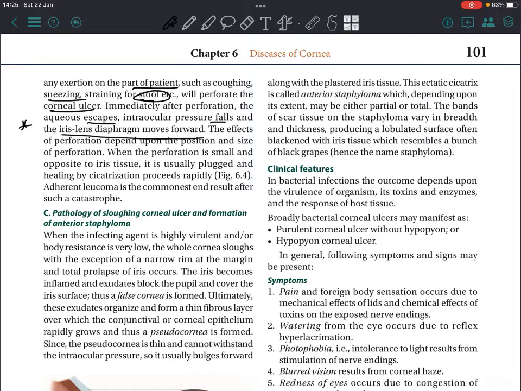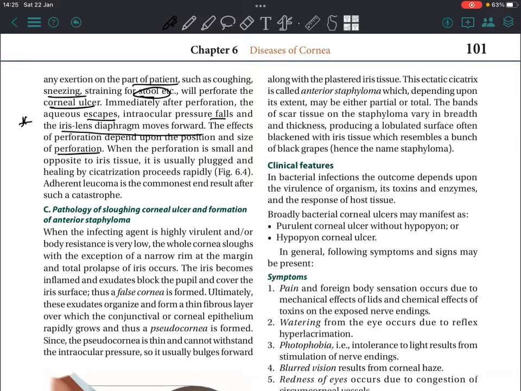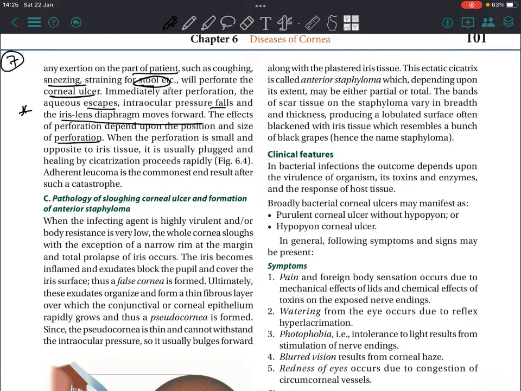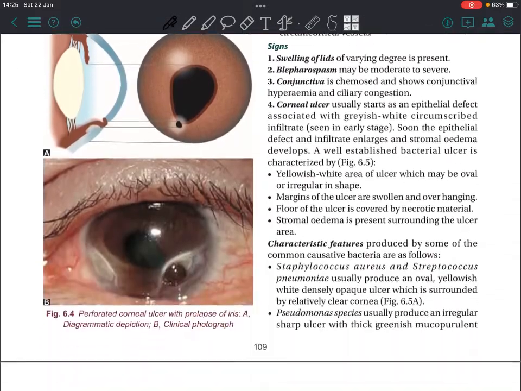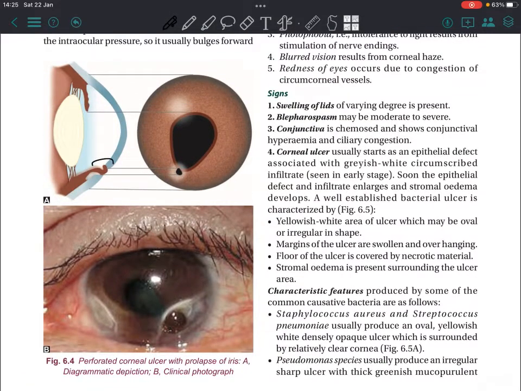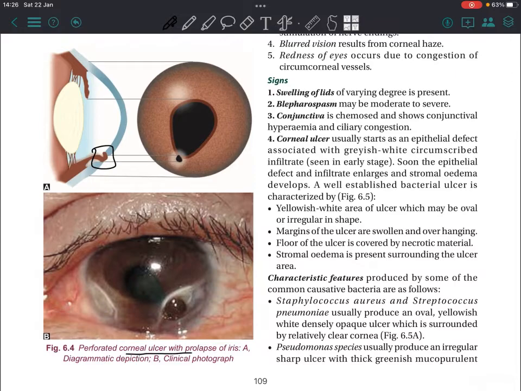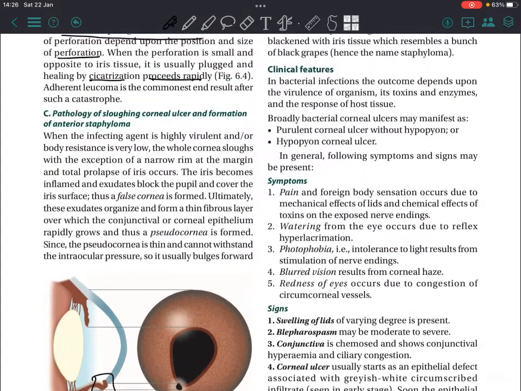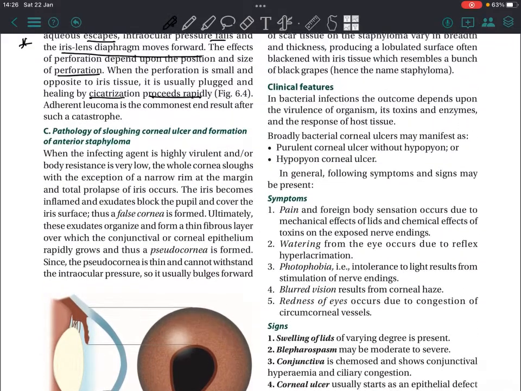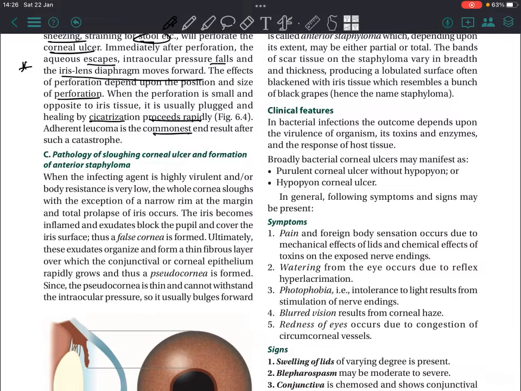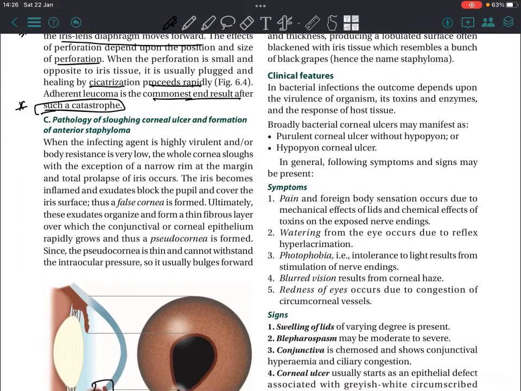The effects of perforation depend upon the position and size of the perforation. When the perforation is small and opposite to iris tissue, it is usually plugged and healed by cicatrization, which proceeds rapidly. Cicatrized perforated cornea with prolapse of iris, clinical photograph. Adherent leucoma is the commonest end result after such a perforation.